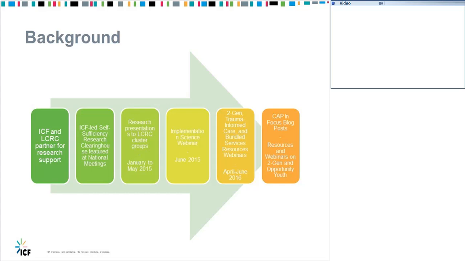Most recently, we engaged with the cluster groups on 2Gen, trauma-informed care, and bundled services. Some of you may have joined, so you are maybe used to our voices. So we're glad to have those of you on the phone that have already joined us, and we welcome those of you who are new for the first time.